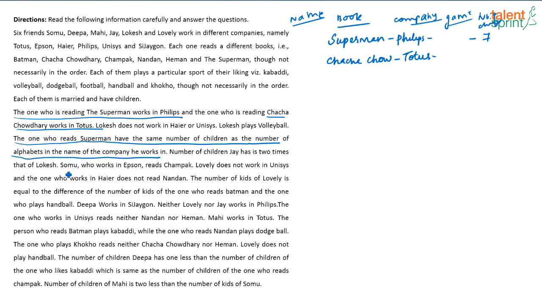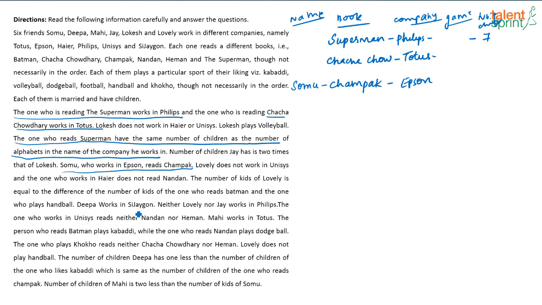Somu works in Epsom and reads Champak. So Somu is reading which book? Champak. Book is Champak and works in Epsom. Okay. Lovely does not work in Unisys, okay, and the one who works in Hair does not read Nandan. Again, let's wait to use that information. Again, something is said about kids. Let's wait for that.